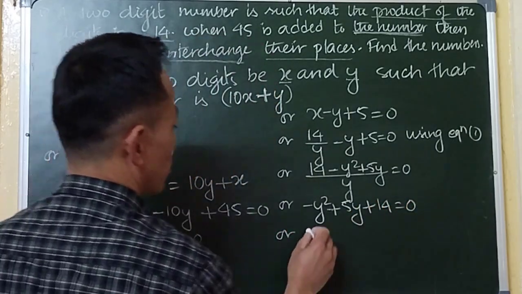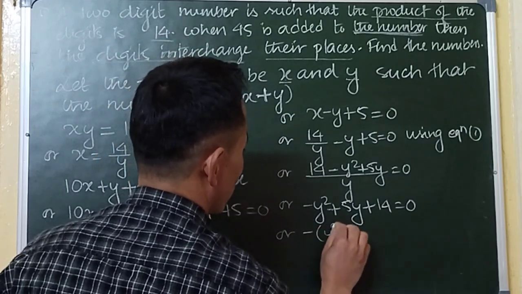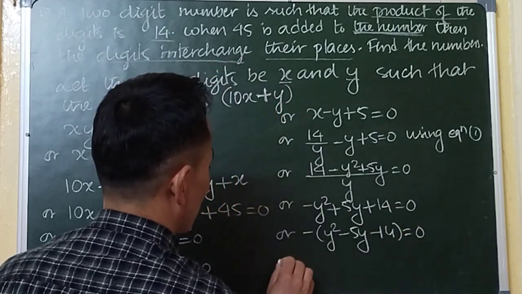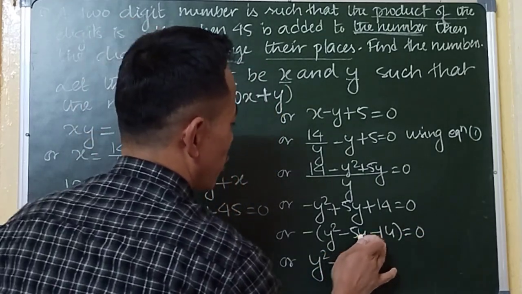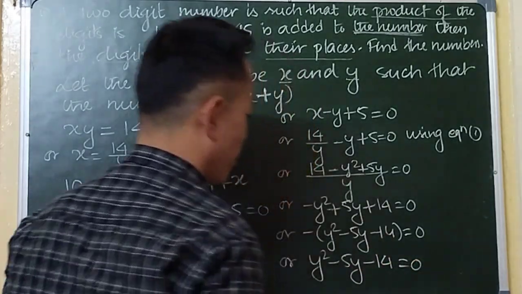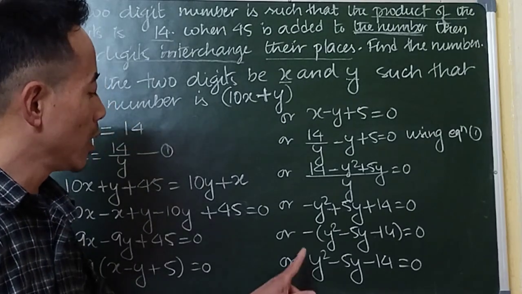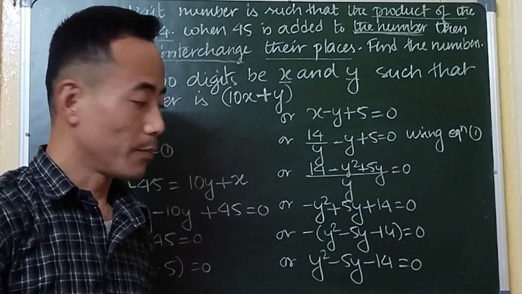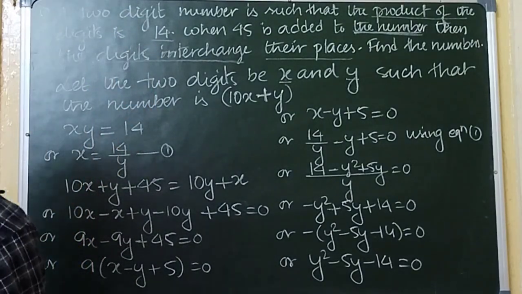Or you can take minus common. You can write this as y square minus 5y minus 14 equals 0. So we have obtained a quadratic equation in the form y square minus 5y minus 14 equals 0. So let's solve this quadratic equation and obtain the value of y.